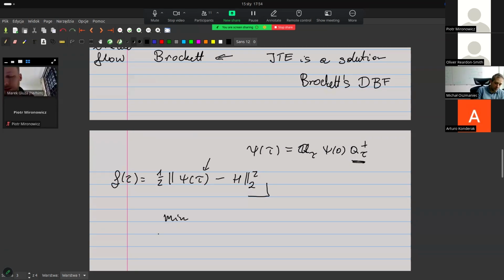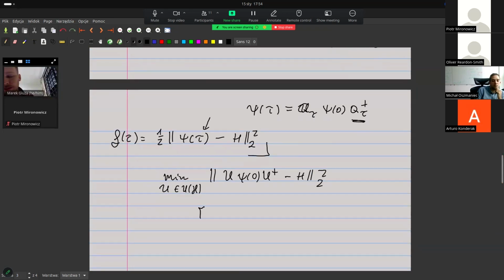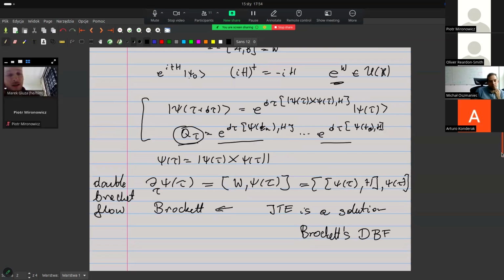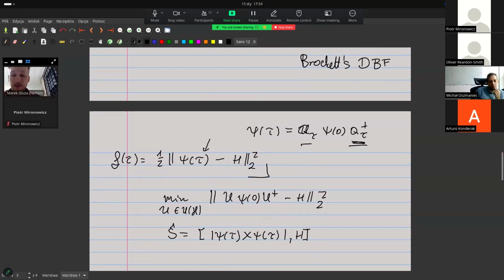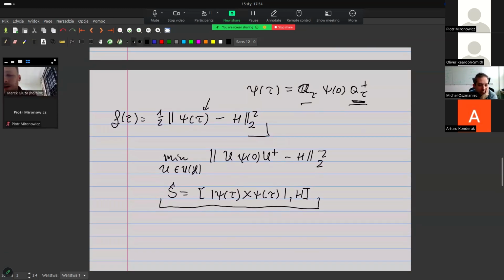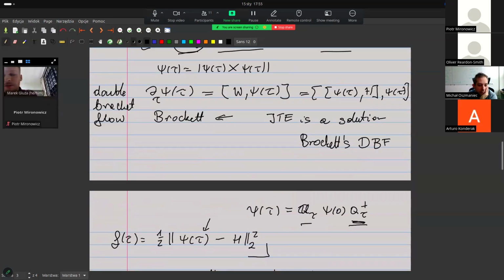So if I want to minimize over unitaries a cost function where I have psi of 0, then we can set up the steepest descent algorithm, and it will turn out that the Riemannian gradient, so psi of tau, comma h, is the steepest descent operator in a very specific sense. And today I will not be talking too much about manifolds, but basically there's a way of embedding the unitary manifold to act adjointly in this way. It remains a Riemannian manifold, and you can look at the Riemannian gradient, and if you compute it, it will be this bracket here. So then just the steepest descent evolution will give you that the psi of tau should satisfy the Brockett's double bracket flow.